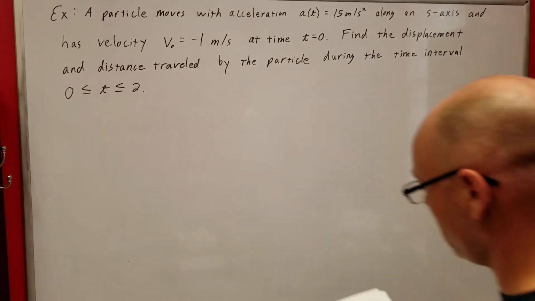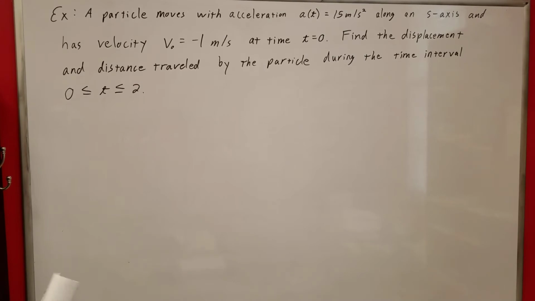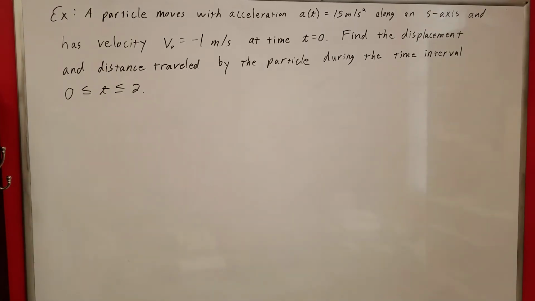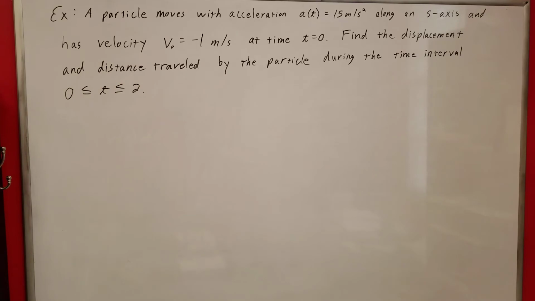Let's look at this example in our notes. A particle moves with acceleration a of t equal to 15 meters per second along an s-axis, and has a velocity v subscript 0 equal to -1 at time t equal to 0. Find the displacement and distance traveled by the particle during the time interval from 0 to 2.